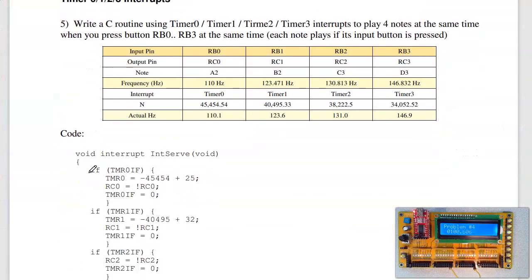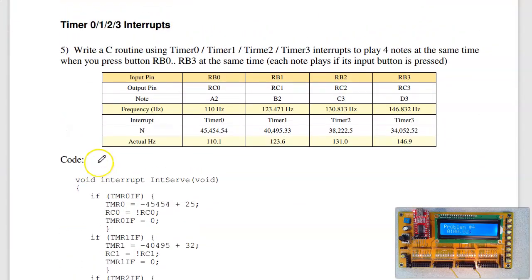Problem number 5. Generate 4 different frequencies at the same time. Here I'll use 4 different interrupts. I've got timer 0, timer 1, timer 2, timer 3, each running at different frequencies. Each has a different value of n. N is 10 million divided by 2 times hertz.